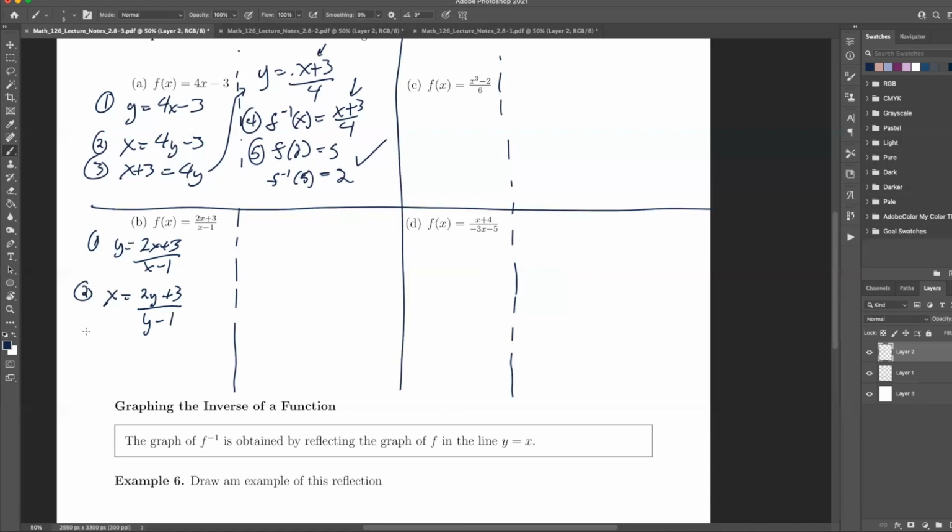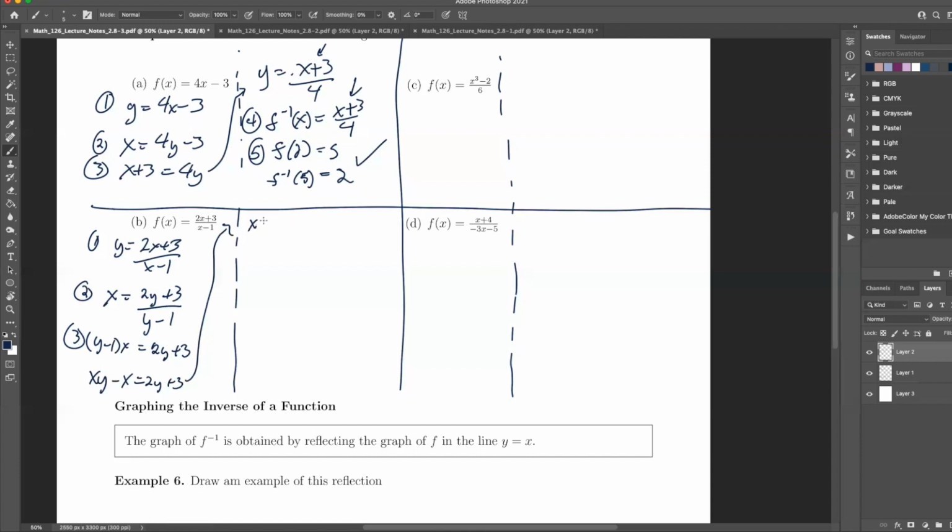All right, and then here, step 3, we're going to start solving this in terms of the other variable. So I multiply by the y minus 1, so I have y minus 1 times x equals 2y plus 3, just to clear out the fraction. And then let's go ahead and distribute the x. So I'll have yx minus x equals 2y plus 3. And then let's move all the y's to one side. So I'm going to move this 2y over here, and the x over there.